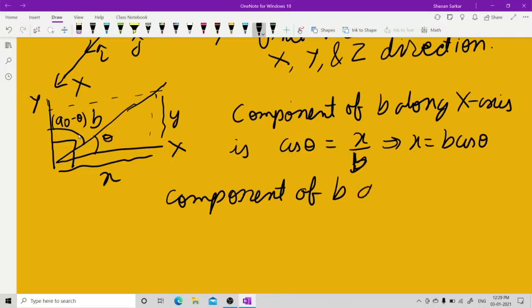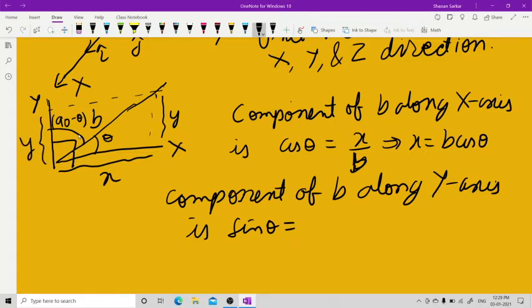Component of b along the y-axis. Now you can check this. This is cos 90 minus theta, or you can see this way also, however you want to see. Sine theta is this y. This y and this y are same. Remember, this x and this little x are same. This is a rectangle basically. Sine theta is perpendicular upon base. Y by b implies y is b sine theta.